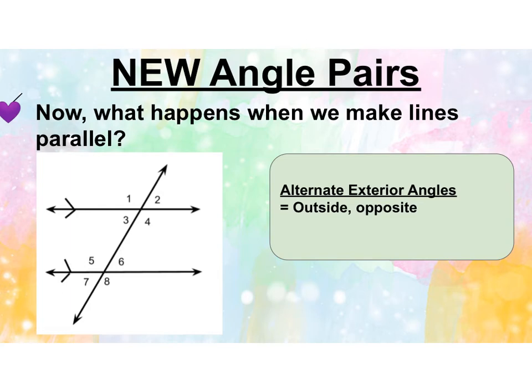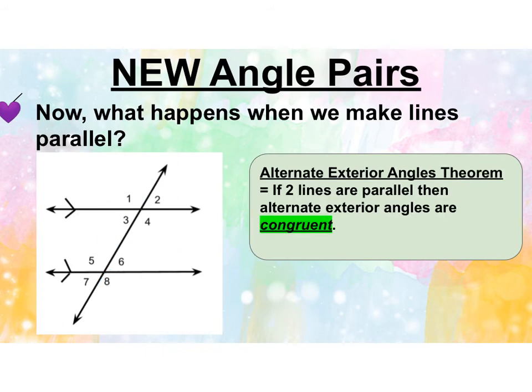Let's look at our alternate exterior. Here's our interior, so we are not talking about 3, 4, 5, and 6. We're looking at angle 1, and opposite is angle 8. Well, those are both obtuse angles. They are also going to be congruent.